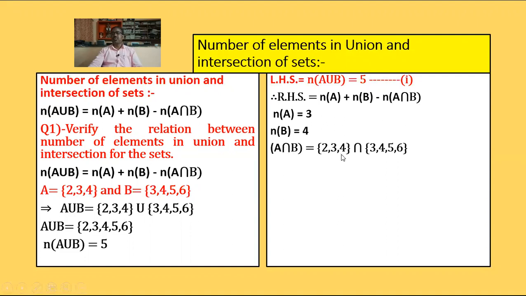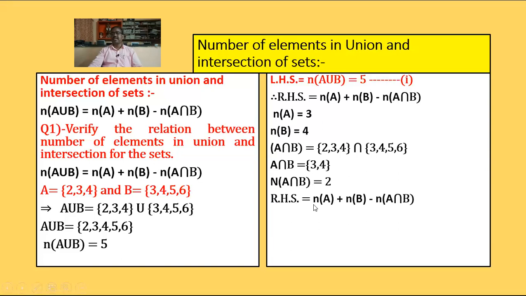Set A is 2, 3, 4 and set B is 3, 4, 5, 6. A intersection B: take the common elements. Here 3 and 4 are common elements. Therefore, A intersection B is equal to {3, 4}. How many elements are contained in A intersection B? There are 2 elements, 1, 2. Hence, n(A intersection B) is equal to 2.